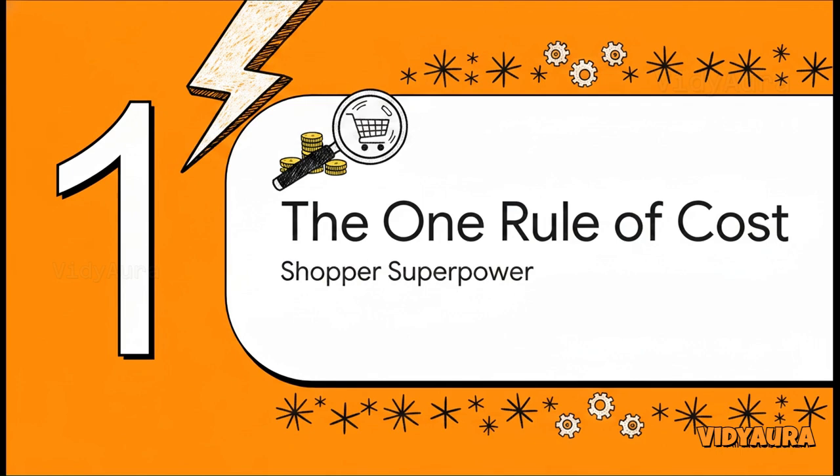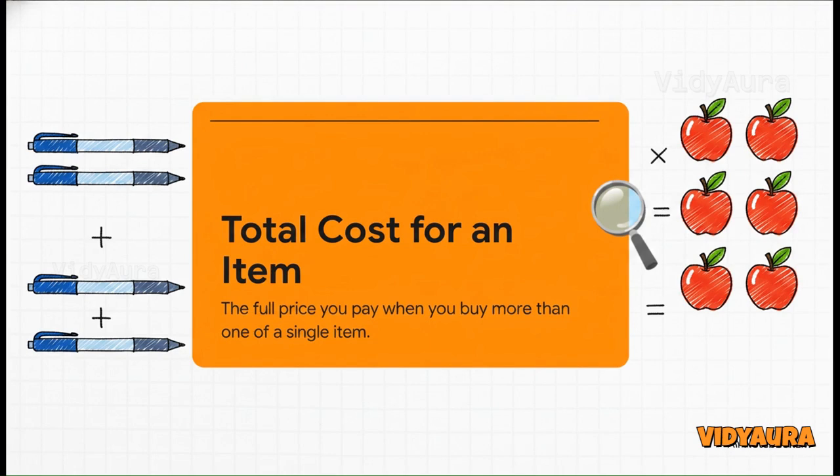I want you to think of this as your new shopper superpower. Seriously. Once you get this, you'll be using it everywhere without even breaking a sweat. Okay, so what are we even trying to figure out here? We're looking for the total cost for an item. And all that really means is the full price you pay when you buy more than one of the exact same thing. Like the total for all 3 pens you bought, or for all 6 of those apples, not just the price for one of them.